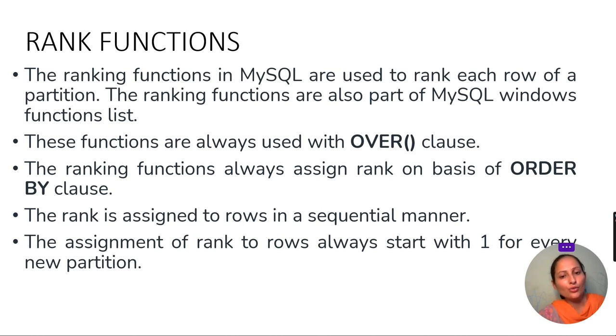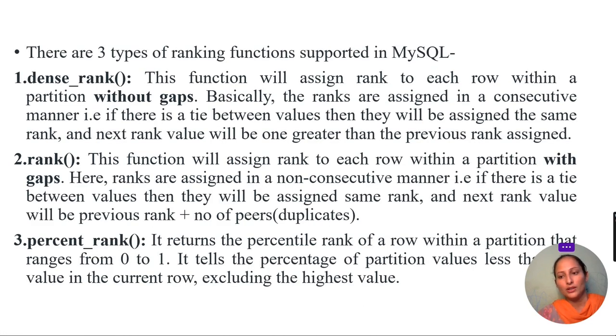The rank is assigned to rows in a sequential manner. The assignment of rank to rows always starts with 1 for every new partition. The rank is assigned starting with 1, not with 0. Assigned with 1 for every new partition. So there are three types of ranking function we support in MySQL.